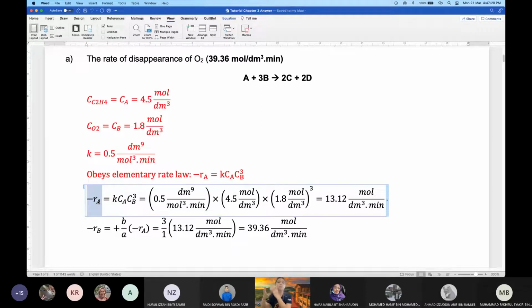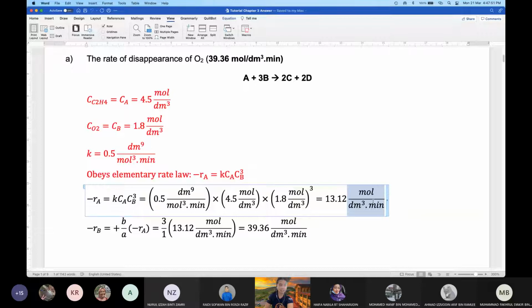So dimension, sorry, the final dimension of your minus RA must be concentration per time. So kalau kamu kira minus RA kamu buat pembatalan unit, you don't get the dimension concentration per time, surely there's something wrong with your calculation. Okay, so let us check.